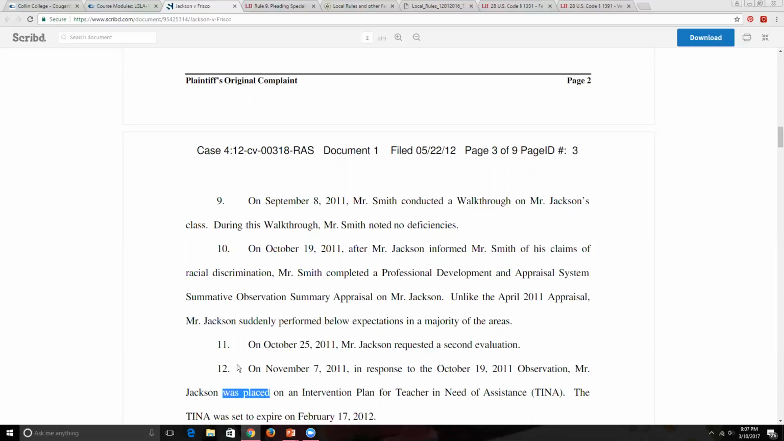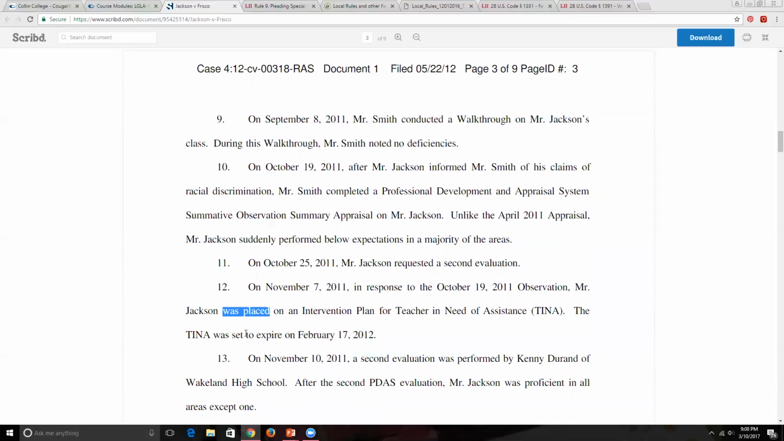We're already on paragraph 12, so this isn't bad. But there's really no need to put passive voice here. Presumably, Mr. Smith is the person who put Mr. Jackson on this intervention plan. So instead, we should say, Mr. Smith placed Mr. Jackson on an intervention plan for student in need of assistance. The TINA was set to expire on this date. Okay, was set to expire is another passive voice. So we could say Mr. Smith set the TINA to expire on February 17th, 2012.